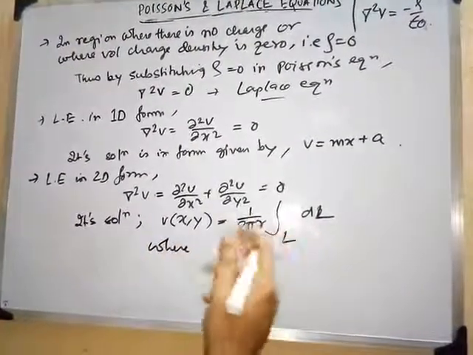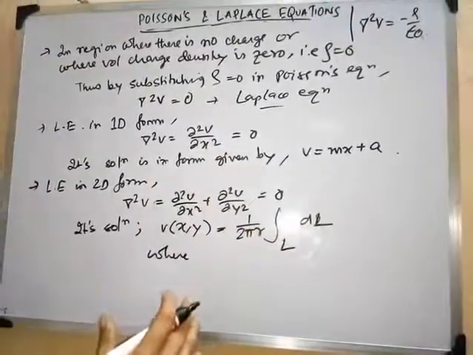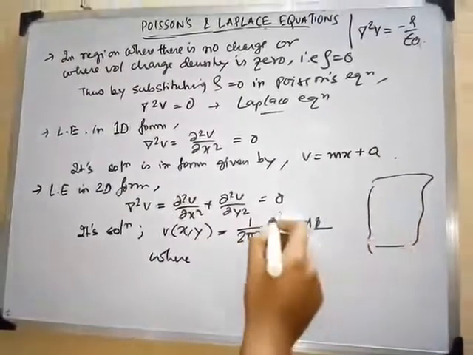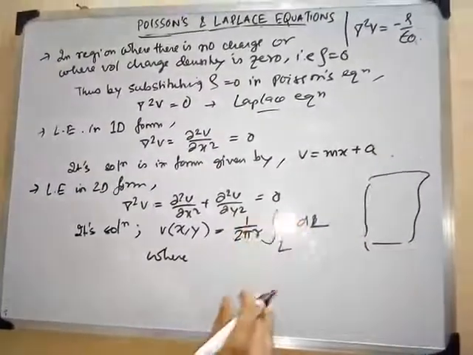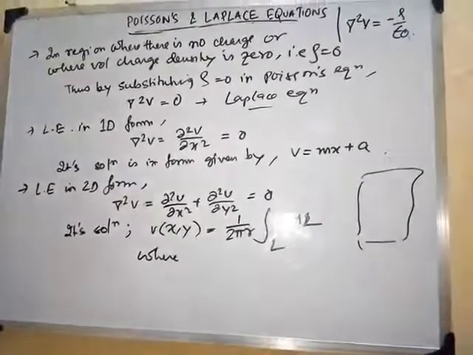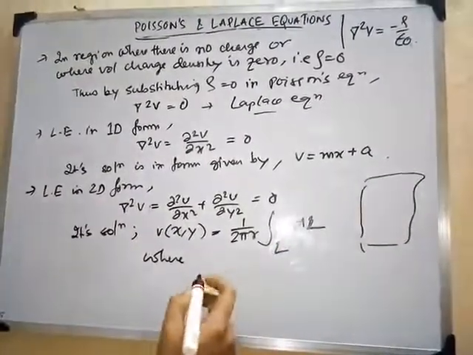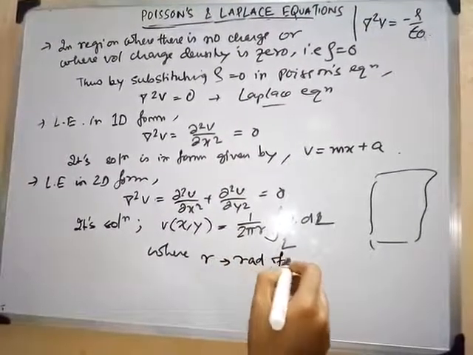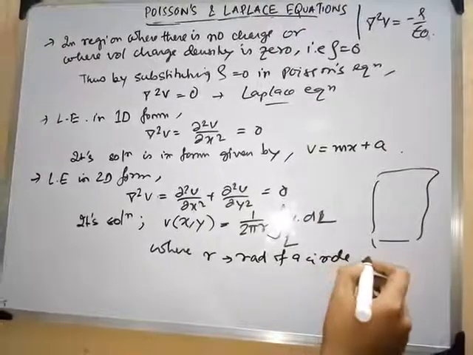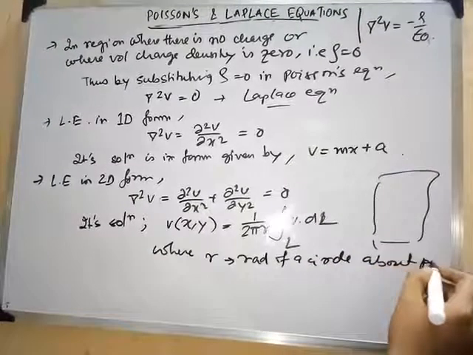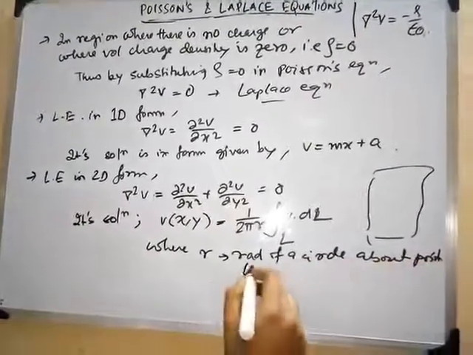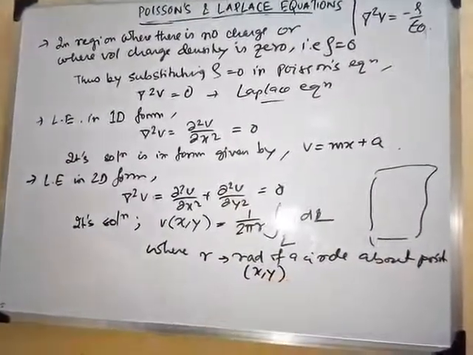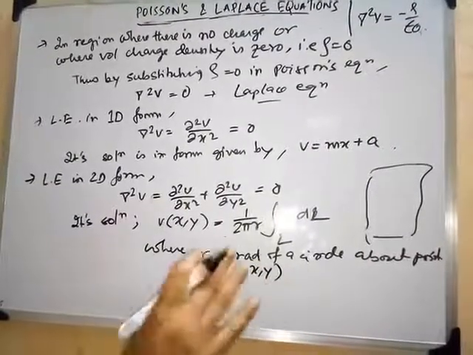So this is a line integral, where, if it is a closed surface like this, you can put a circle sign, that means a closed line integral sign can also be used. That depends on the surface of our concern, right? Here r equals the radius of a circle about the point x, y. So about a point represented by x, y, it is a variable, you can use any value.